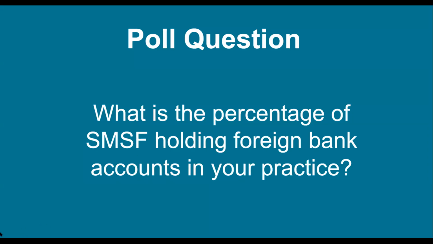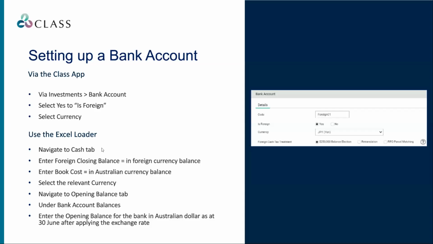Let's move on and get started on setting up bank accounts. It's quite straightforward from the Class app. You just need to go into investments and click on bank account. On the screen, there's a parameter called is foreign. You select yes, and then the drop-down list for currency will show up and you select the relevant currency. Also make sure that you select the foreign cash tax treatments. We'll discuss this a little bit more in the Forex realized gain slide.